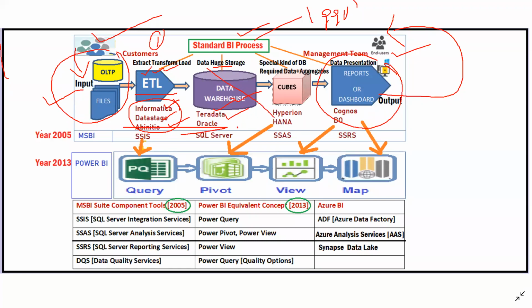But complete warehouse data is not suitable for analysis. Required data we take, aggregates we create, some average, minimum, top, bottom, rank, etc. we create and go for analysis. And that layer is called the semantic layer. Which layer? Semantic layer. Data gathering, data storage, a special kind of semantic area, and finally the presentation layer. This data is presented to the customers or management team for decision making. So this is the BI process.